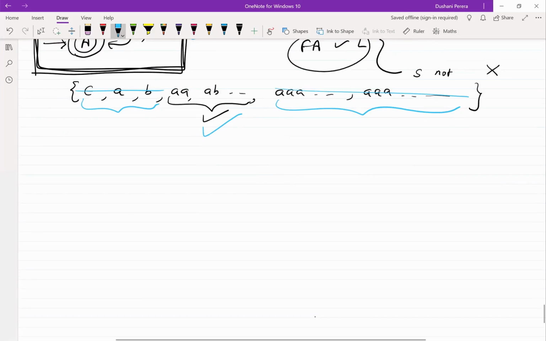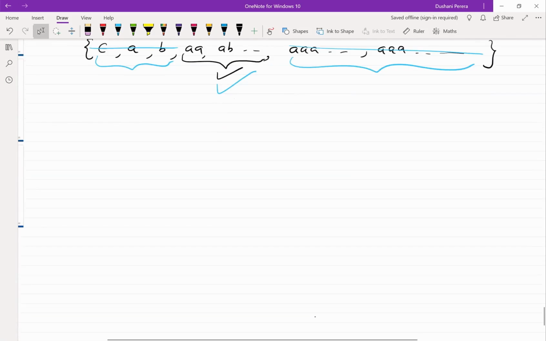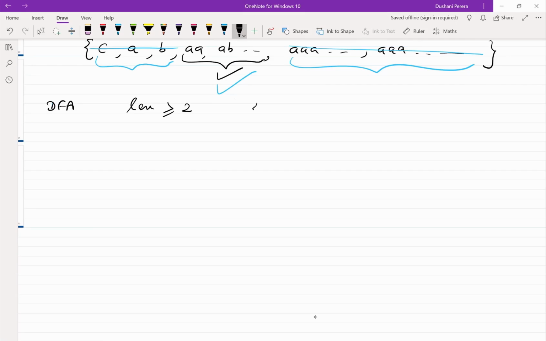Okay, I hope that part is clear. All right. Now let's do an example. Let's construct a DFA which accepts strings of length greater than or equal to 2 over the alphabet AB.